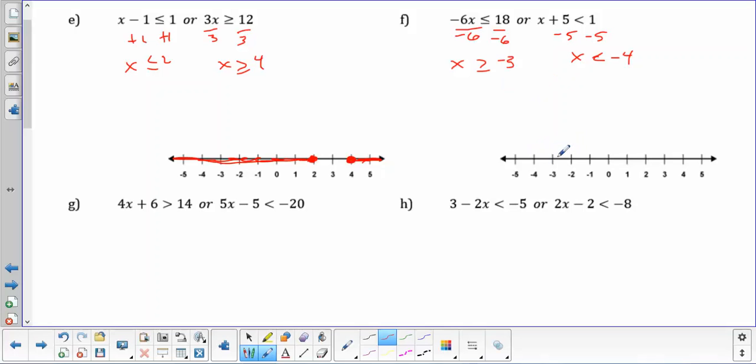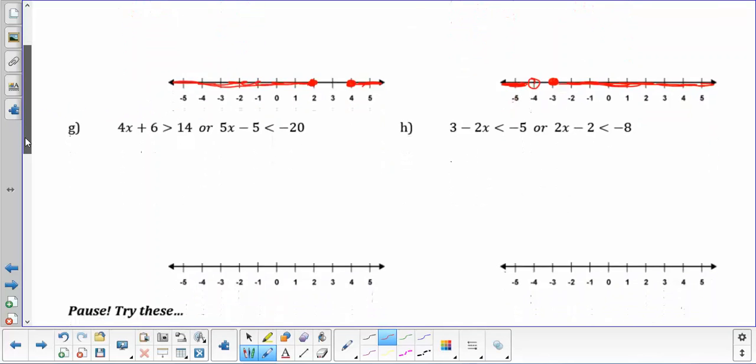X is greater than or equal to negative 3. Solid dot. Greater than, we're going to the right. X is less than negative 4. Less than, we're going to keep an open circle. Less than, we're going to go to the left. So this little tiny region in between those two values is not a solution. Everything to the right and to the left will be. There you go. Alright, so just as with other inequalities, you can make it as complicated as you want.